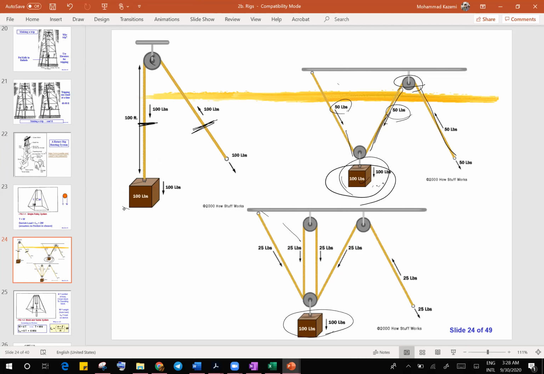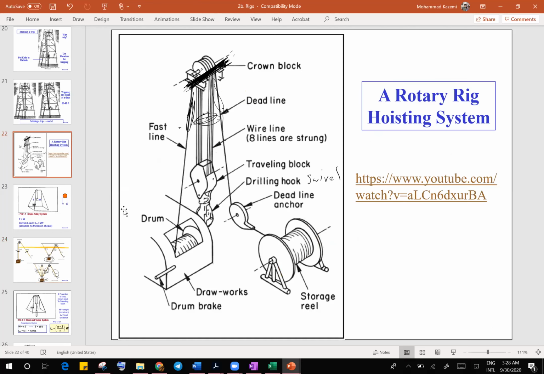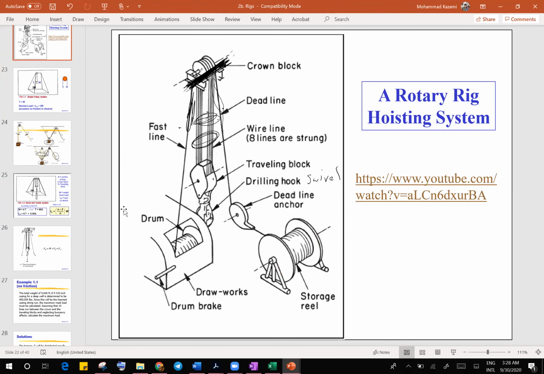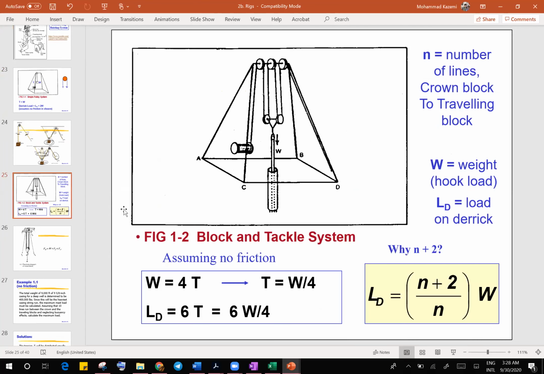In this case, this 100 pounds is attached to 4 lines, so each of them makes 25. And since we are pulling this one through this pulley, if this is 25, then this is 25 as well. So this was the overall idea. If the number of lines increases, then you would need less force to apply.